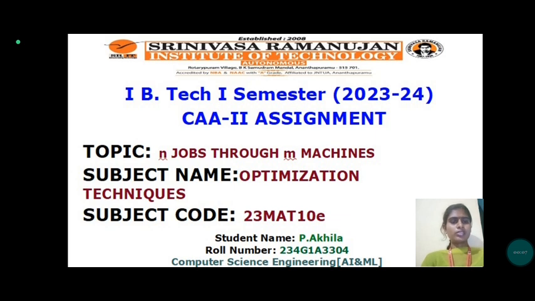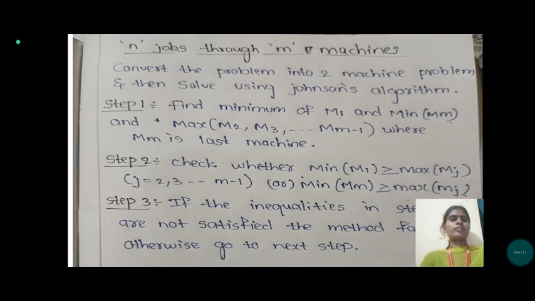Today my topic is n jobs through m machines. First, what is n jobs through m machines? Convert the problem into two machine problems and then solve by using Johnson's algorithm. Here we have 5 steps.